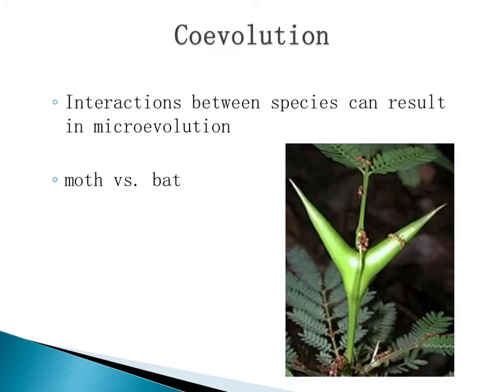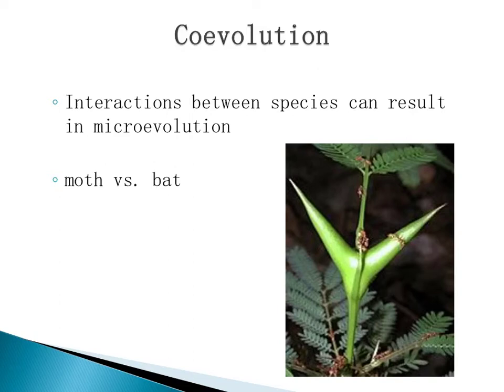Coevolution is a very cool thing. Interactions between species can result in microevolution. Coevolution is when two species drive each other to evolve. The classical example is a moth versus a bat. Bats are the predators of the moth, and the bats use echolocation, sending out a clicking sound that a moth can actually hear at that frequency.